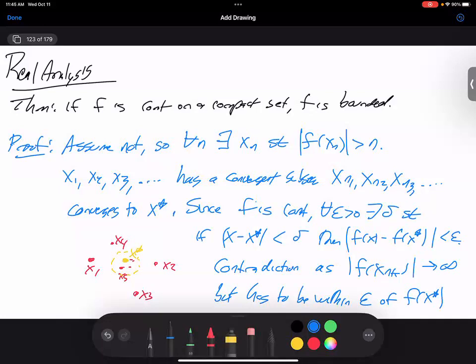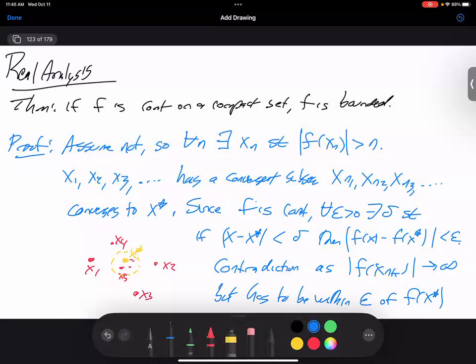So what you could do is modify things, and say I want x2 to be at least not only greater than 2, but at least 1 more than f of x1. Well, you don't have to do that. I think it's simple to just do it like this. We have a convergent subsequence.